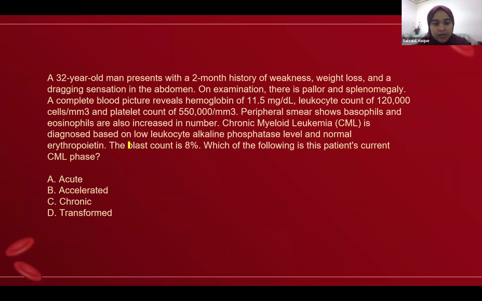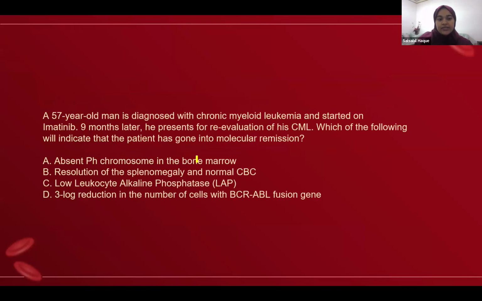Okay, so here, a 32-year-old man presents with a 2-month history of weakness, weight loss, and dragging sensation in the abdomen. A peripheral blood smear shows basophils, eosinophils. CML is diagnosed based on low ALP and normal erythropoietin. The blast count is 8%. Which of the following is the phase? This is C. If it's less than 10%, it's chronic, 10 to 19 would be accelerated phase, and more than 20% would be blast phase. Sorry, my bad. So the answer is C.